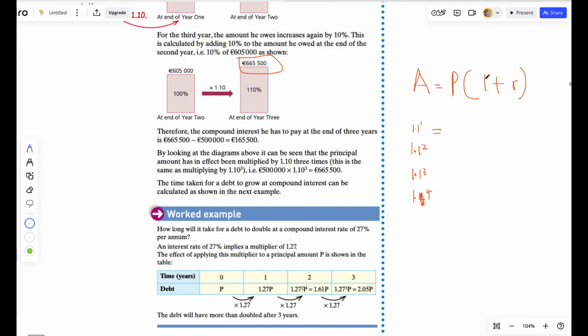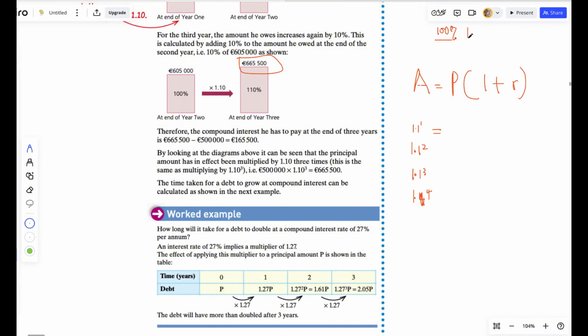This one means 100. If you change it to multiplier, 100 divided by 100 is 1. 100% divided by 100 is 1. That's how we got this one.